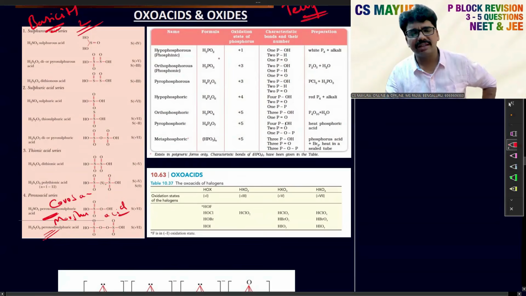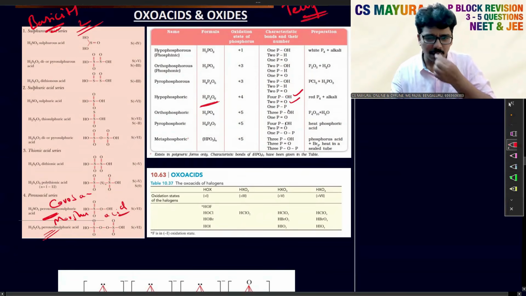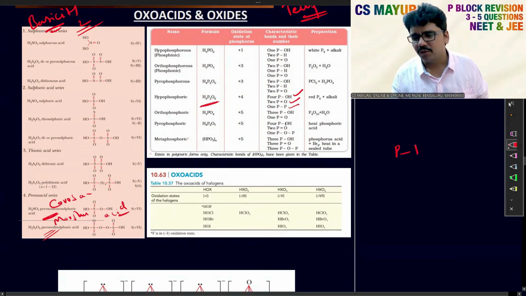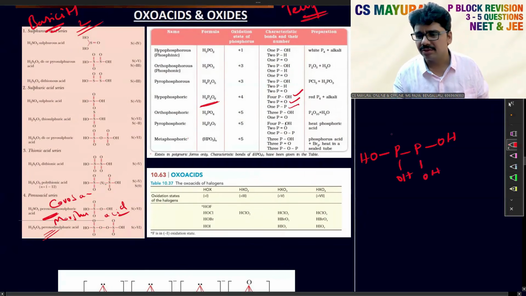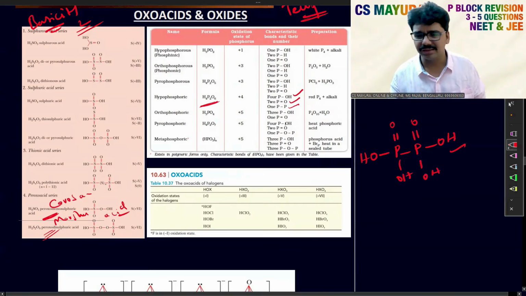Here, the oxoacids of phosphorus are given. Generally, everyone is confused about H4P2O6. In H4P2O6, we have 4 P-OH bonds, 2 phosphorus-oxygen double bonds, and 1 P-P bond. This is the correct structure of H4P2O6.